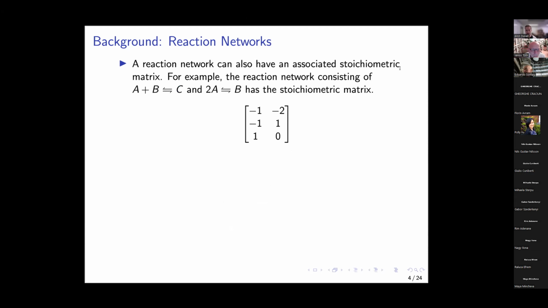Now I'm going to talk a second about the stoichiometric matrix we can associate to our reaction.